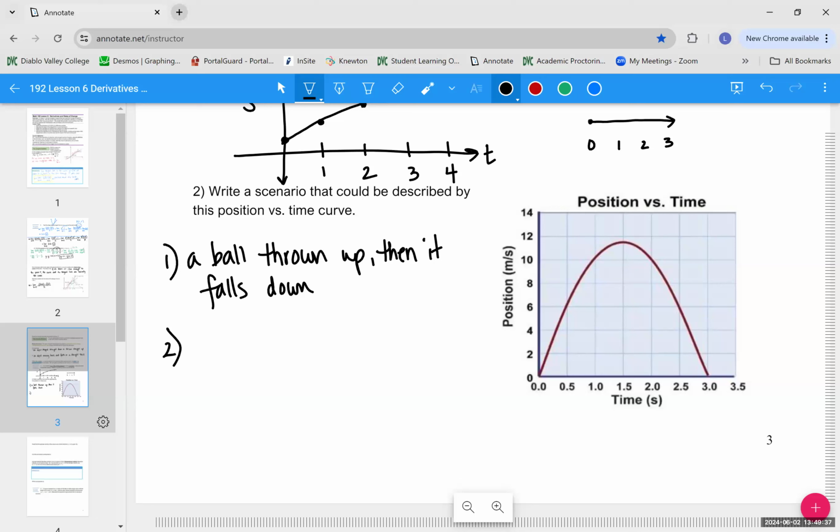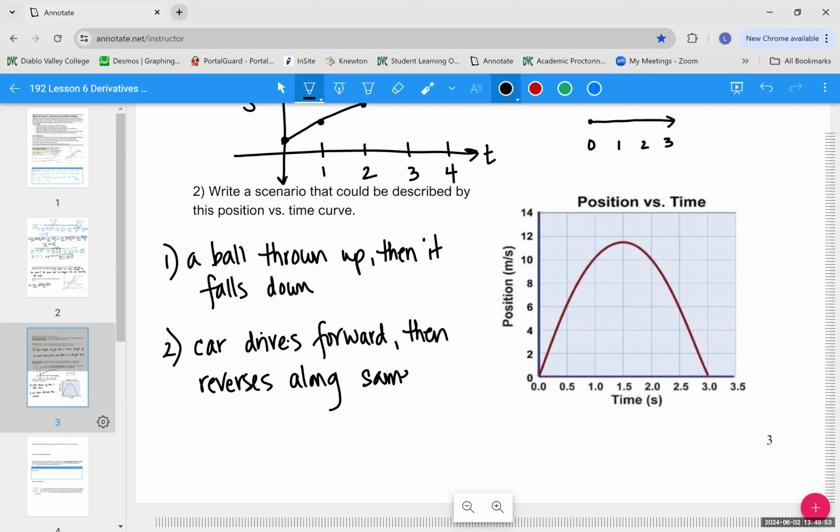I've heard that same car drives forward, then reverses, again along the same line. Like, oops, I forgot something, I got to go back. Yep. So I think the worksheet for this particular lesson also has a few more of those where you can try to interpret what's happening. What is this position versus time curve trying to describe in terms of motion?